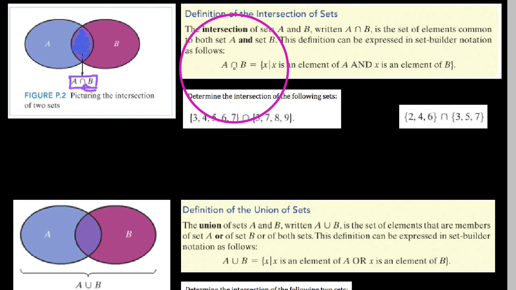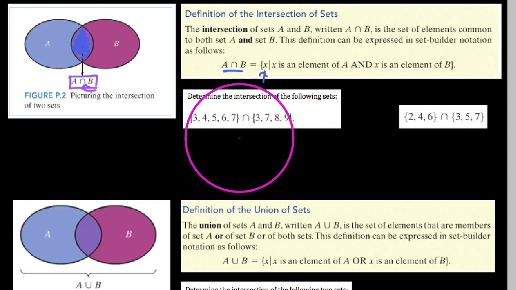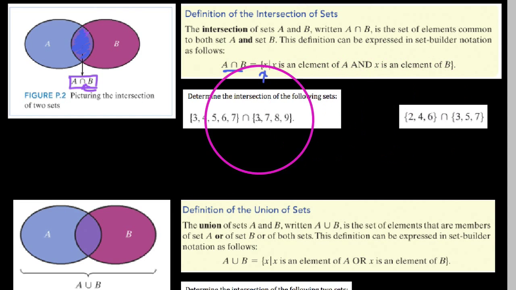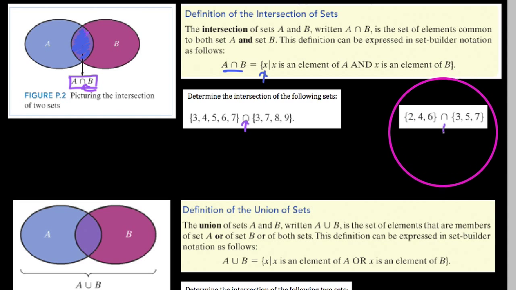And if we were to express this in set builder notation, we would say the intersection of A and B is all x values such that x has to be in A and in B. It has to be in both of them. So if we were to look at these two sets here, what I would like to do is find the intersection of these two sets.